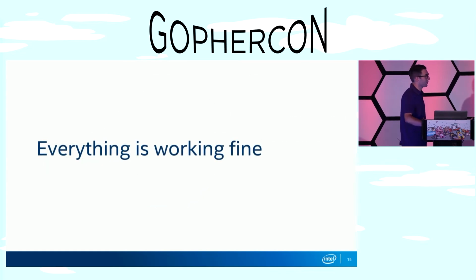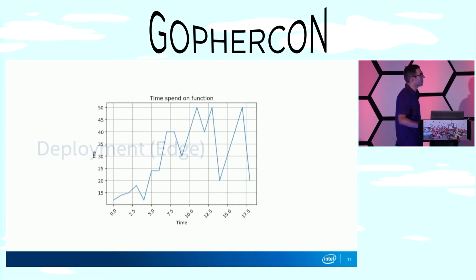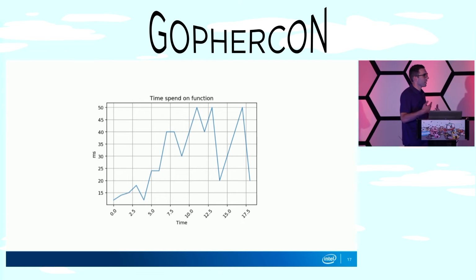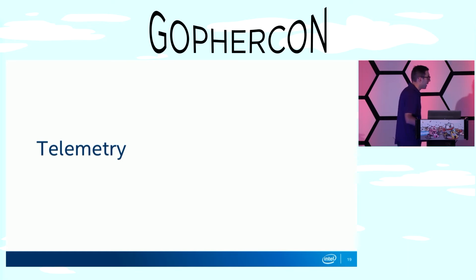Everything was working fine on the cloud, but when we came to the deployment on the edge, because the servers are quite a bit smaller, we saw that the time spent in most of the router functions was much bigger, especially when we were pushing a lot of traffic. We looked at the number of concurrent functions, and we saw they were pretty high.